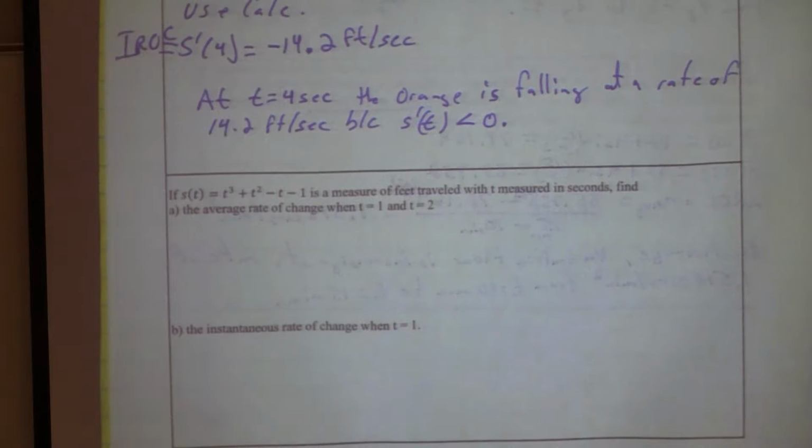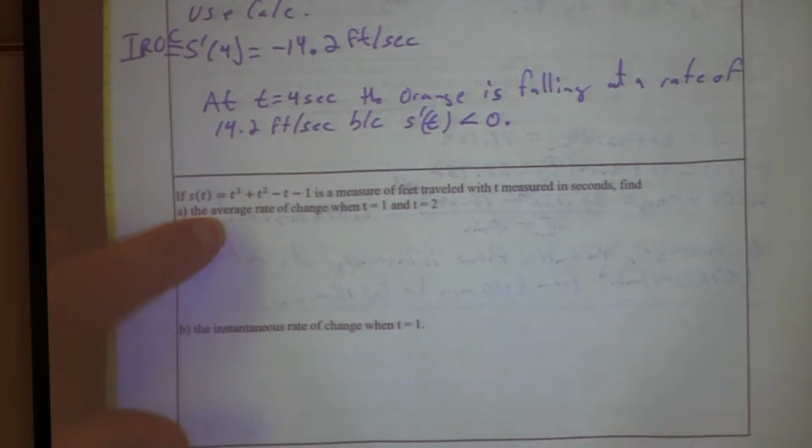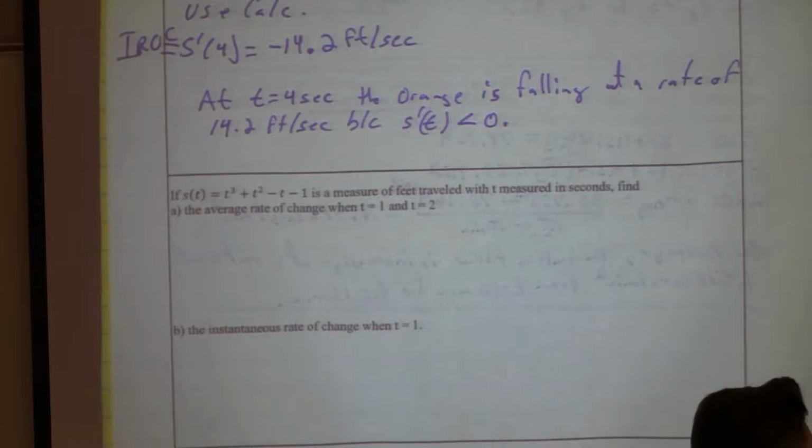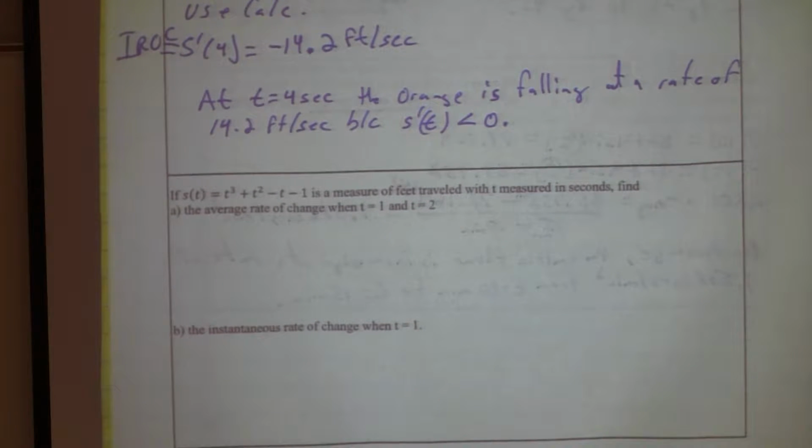So do this last problem. There's one about average rate of change, and there's one about instantaneous rate of change. So make sure you do both of them. If you want to use the calculator, you may. But that's an easy problem where you can find the derivative without the calculator and evaluate it for the instantaneous rate of change.